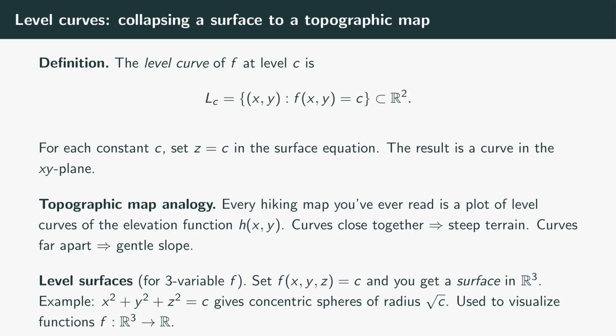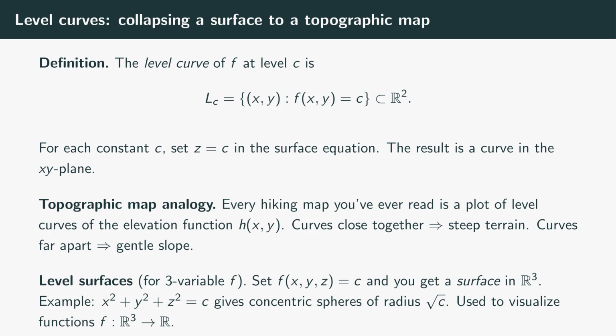Here's the central visualization trick of multivariable calculus. The graph of z equals f of x, y lives in 3 dimensions. You can try to draw it, but the result is often cluttered. Instead, pick a value c and look at the set of input points x, y where f of x, y equals c. That set is a curve in the xy plane, called the level curve at level c. Geometrically, the level curve is what you get by slicing the surface with the horizontal plane z equals c, and then projecting the slice down to the floor. Walk along the level curve L sub c, and the function f is constant.